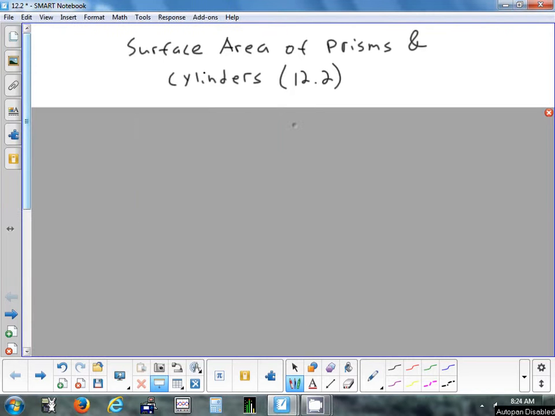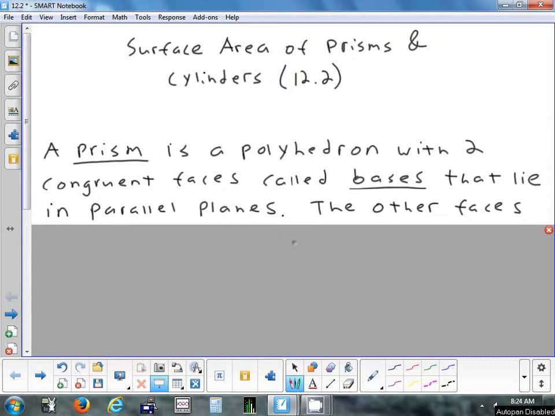Okay, so we're going to start our last full chapter, which is chapter 12. It's all about volume and surface area of 3D shapes. Some of the shapes we study will be polyhedrons, some won't be. Okay, so the first shape we're going to study is a prism.